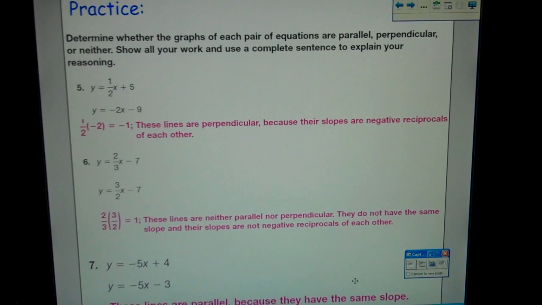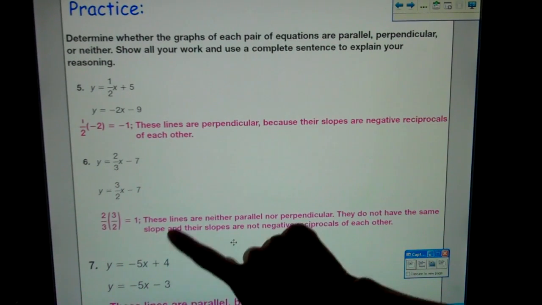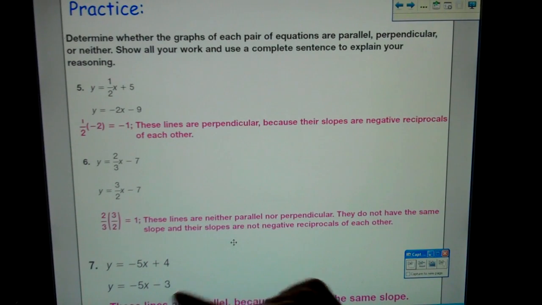Guys, you have got to know y equals mx plus b. If you're still struggling with that, you need to go back and watch some of the lesson 5 point whatever videos. It's in chapter 5. And you have to know y equals mx plus b, because all of these are in y equals mx plus b form. And if you don't know that, you're going to be confused. You have to know that m is the slope and b is the y-intercept.